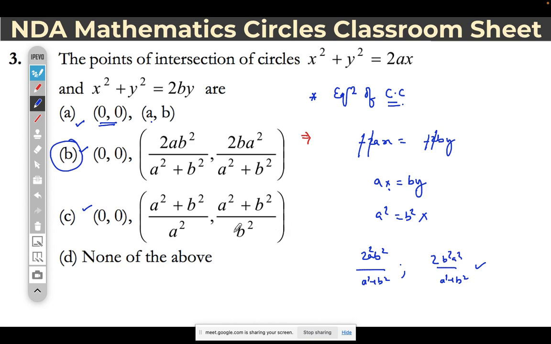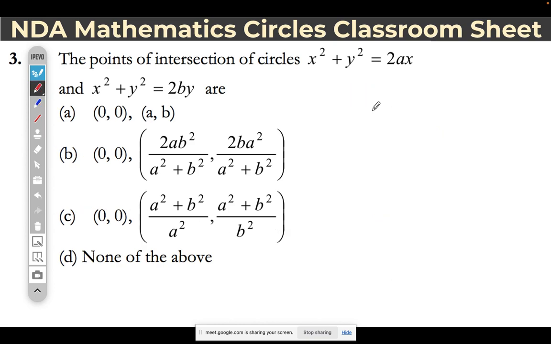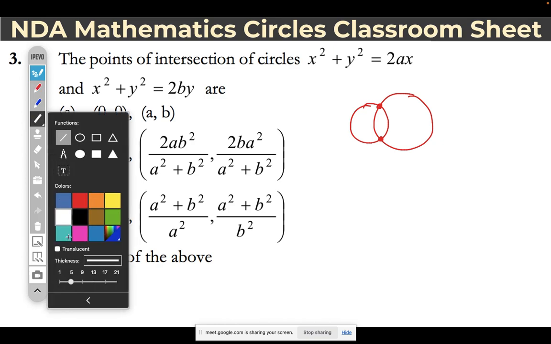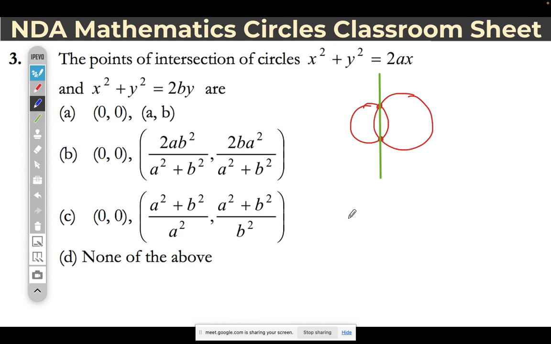Sir, can you please repeat it again? See, beta, these two circles are there, right? Find their point of intersection. You know that the two points of intersection will lie on the common chord. Hence, what you did is you found a common chord, which is ax equal to by. You are putting these points and checking. So 0, 0 when you put it, it is satisfied: a into 0 is 0, b into 0 is 0. Both are equal. So yes, this is okay.